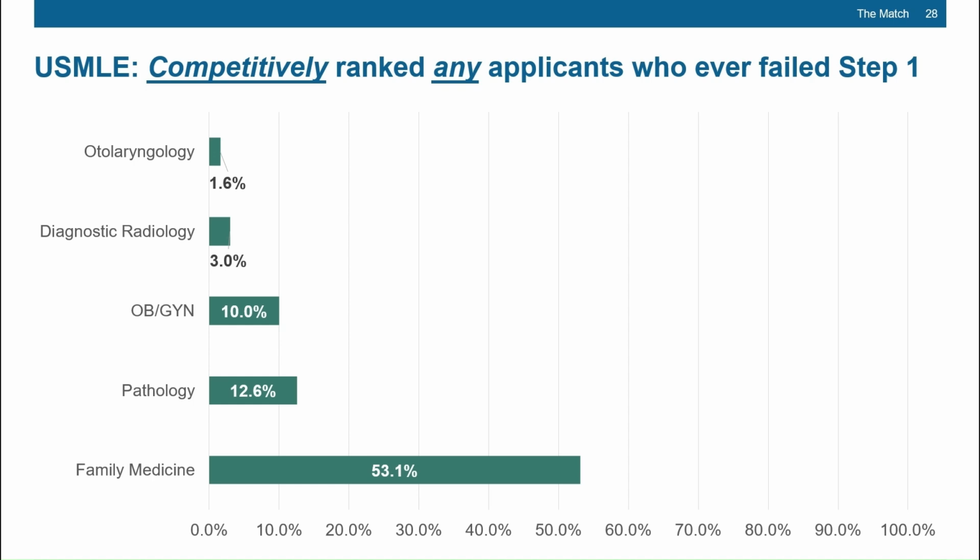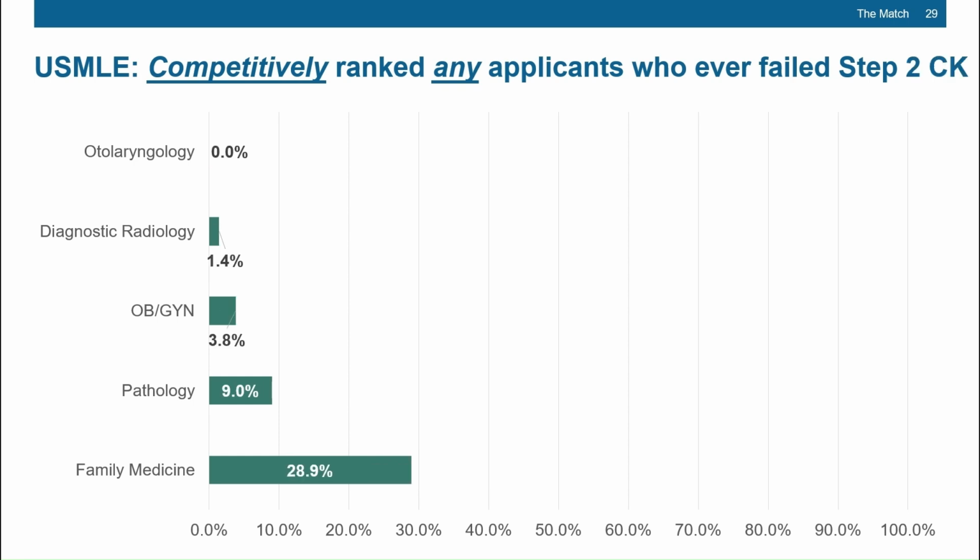For example, while almost 21% of diagnostic radiology programs ranked a student who failed Step 1 anywhere on the program rank order list, we can see that only about 3% do so competitively. This trend of programs more likely to non-competitively rank applicants who ever failed Step 1 is also observed in OBGYN and pathology. Family medicine provides a bit of a contrast to this trend. Recall that almost 90% of family medicine programs rank any applicants who ever failed Step 1. Here we see that 53% of those programs do so competitively.